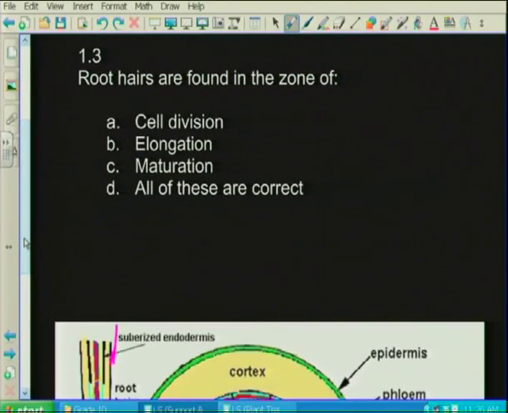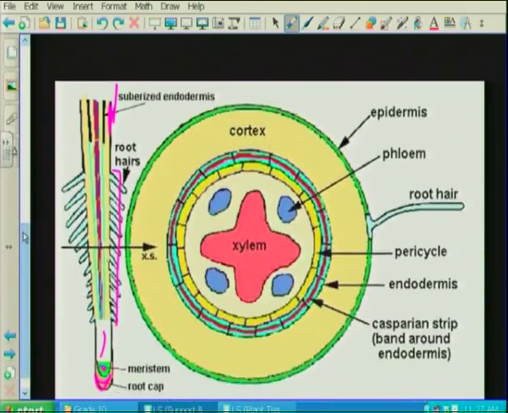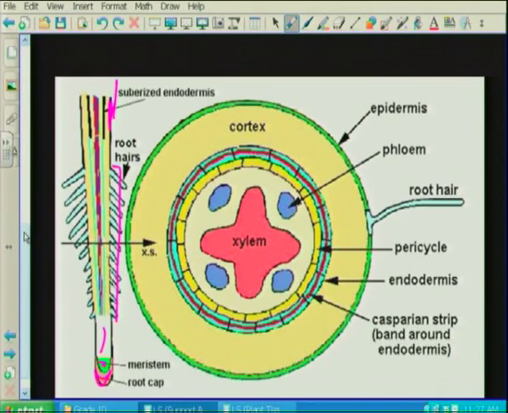So it will not likely be in the area of cell division, the meristematic region. It will not likely be in the area of elongation, or in the area of maturation, this is here at the top, where the cells grow bigger and more mature. So basically, if we look here, it is between your meristematic region and your root hair region. That is where you would find your root hairs.